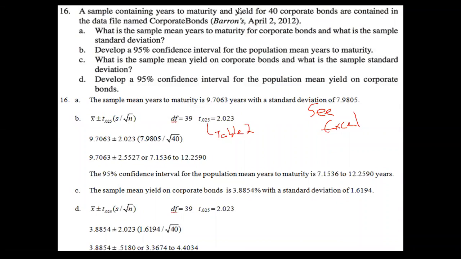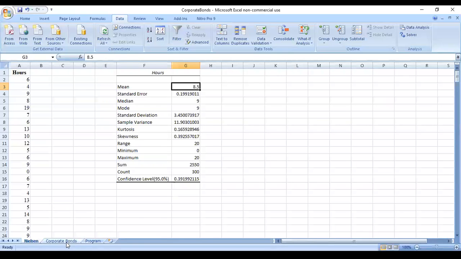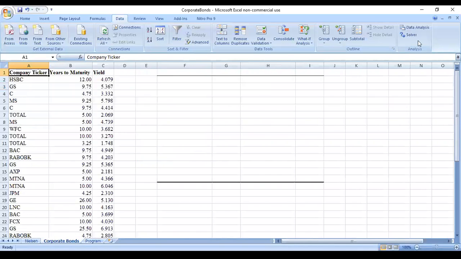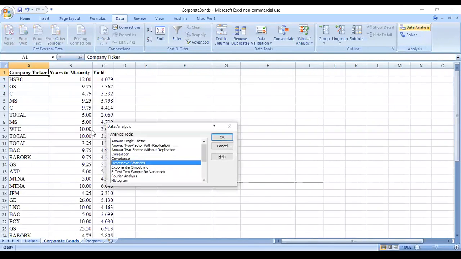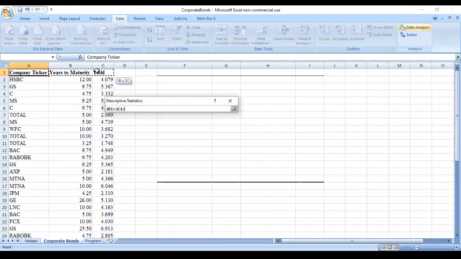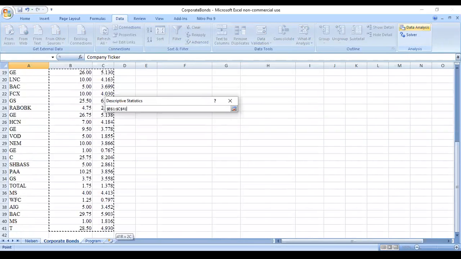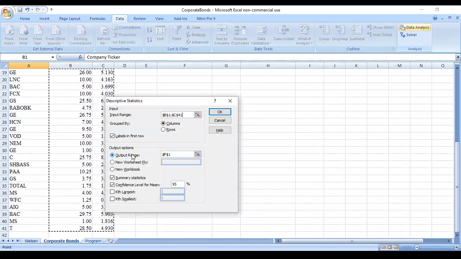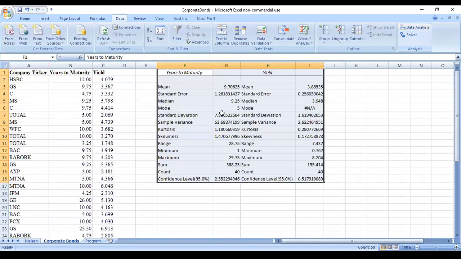So what we need to do again is go look at the spreadsheet. And now we're doing corporate bonds, and we're going to do the same thing. We're going to do a data analysis and descriptive statistics. And here we're just going to go with these two columns of data and output F. That looks good. That'll work.